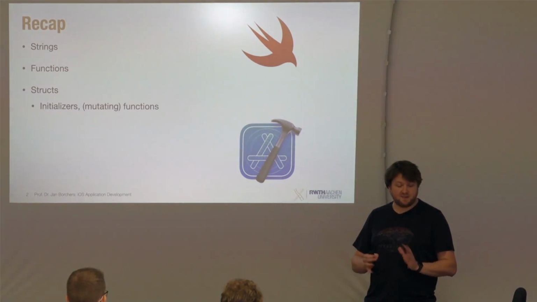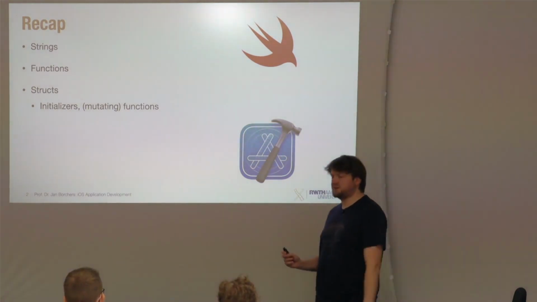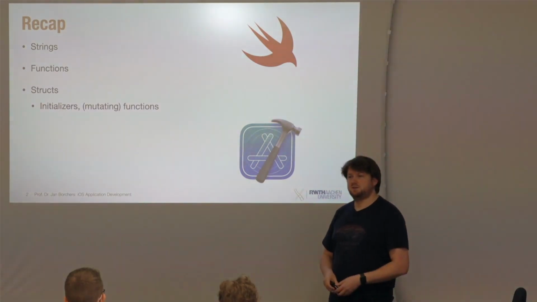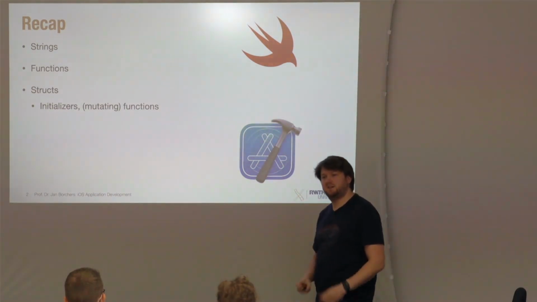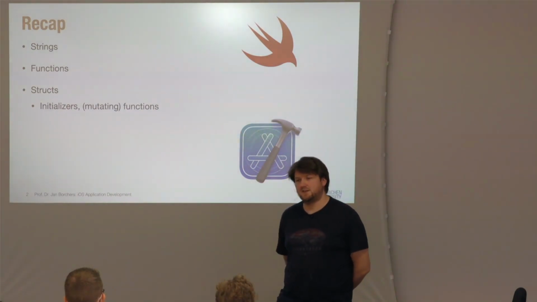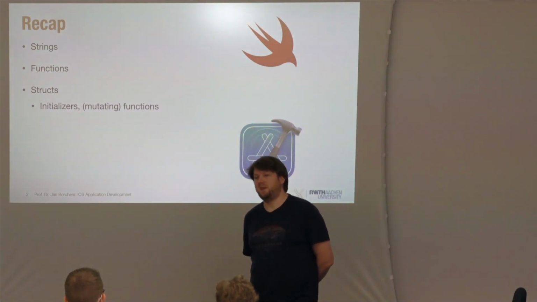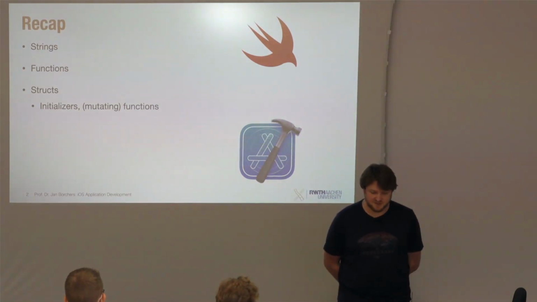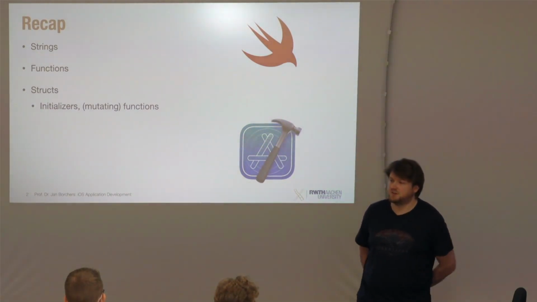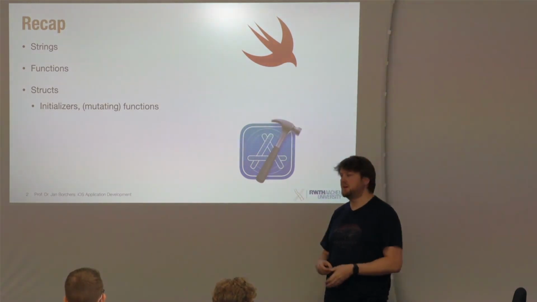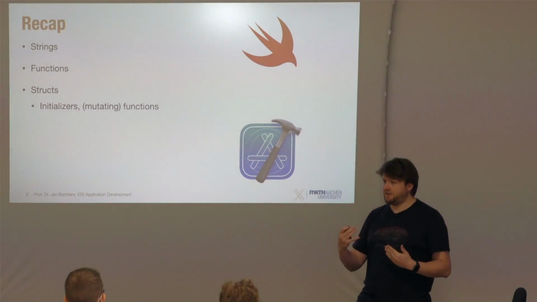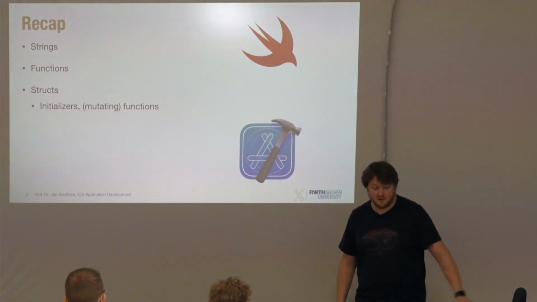And you also spoke about functions and mutating functions. What is the difference here? Yes? Only the mutating functions can change the property values? Mm-hmm. Yes. So for a struct, normally a function, you can't change within the function the properties of the struct. But if you use the keyword mutating, then it also allows you to change the values of your properties there.